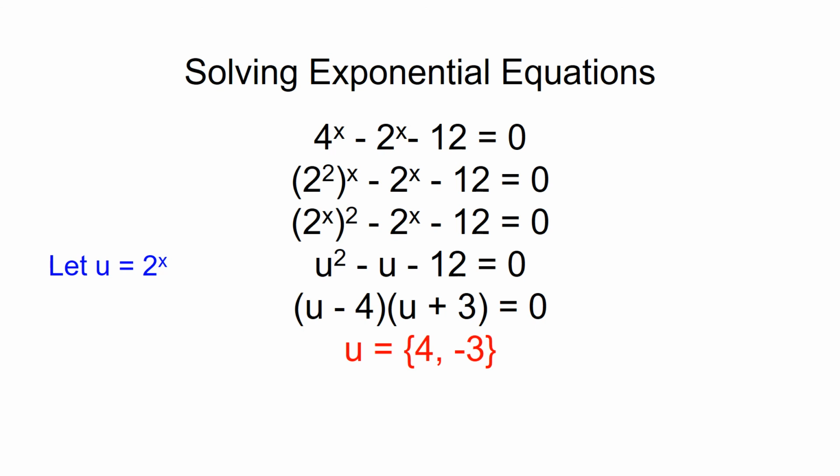We get that u could be either 4 or minus 3 for this equation to be true. But then we have to go back and see if those values will work. It turns out that 2 to the x can't possibly equal minus 3, because when we think about exponential functions, we remember that they can never be negative. So that minus 3 isn't a possible value. 2 to the x could equal 4. And in fact, that would mean that x would equal 2. And that is the only acceptable solution for this equation.